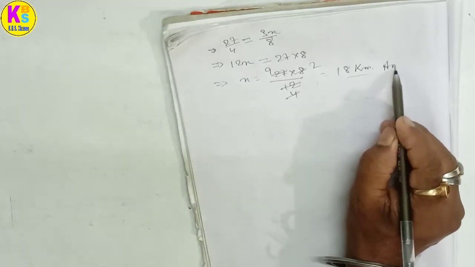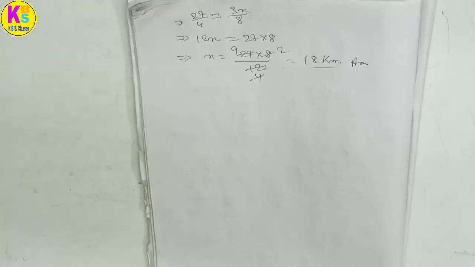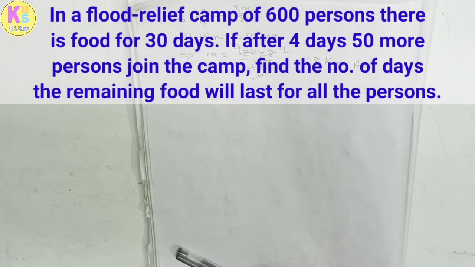This is your answer. Now we are taking another sum. In a flood relief camp of 600 persons, there is food for 30 days. If after 4 days 50 more persons join the camp, find the number of days the remaining food will last for the persons. Here the two quantities are number of persons and the number of days the food lasts.